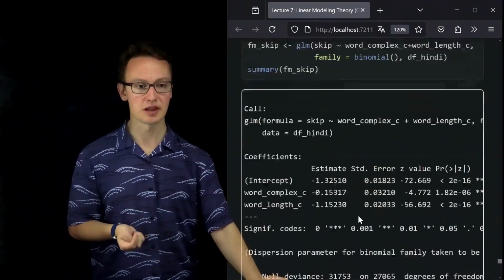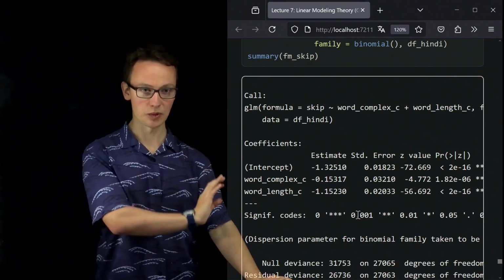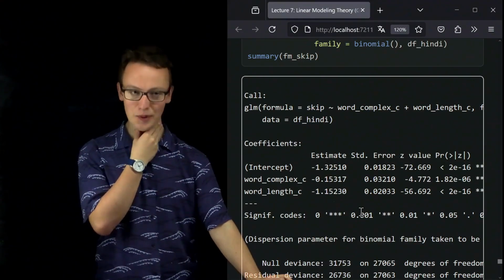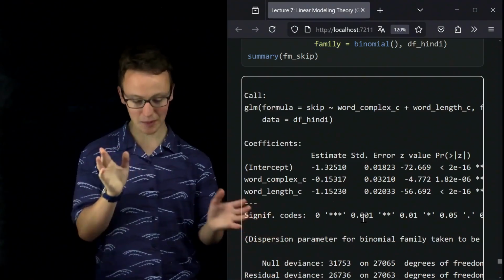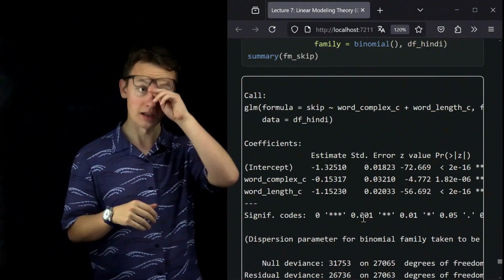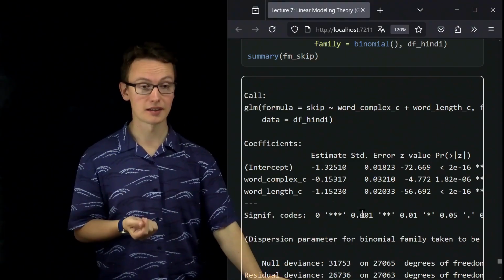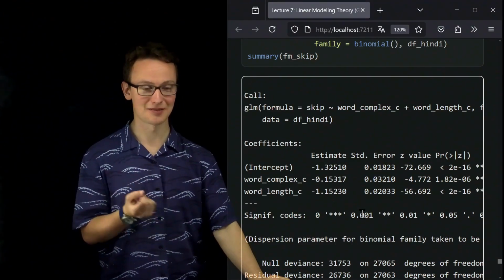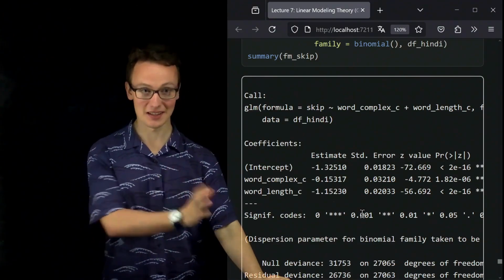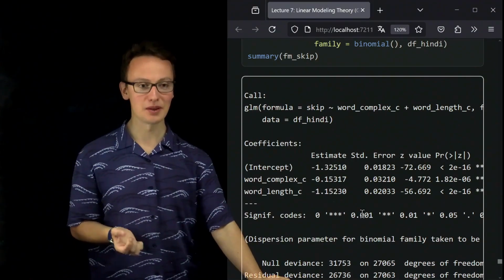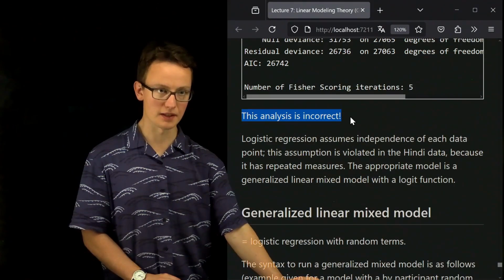Now this will give you some output. You should just be careful though to start interpreting this and reporting this, because these were actually repeated measures data, right? So these were actually data where there were multiple observations per, let's say, participant, and that's why you're not allowed to run a simple logistic regression model that does not have random effects, because you're violating some assumptions of the model. So this analysis is incorrect.